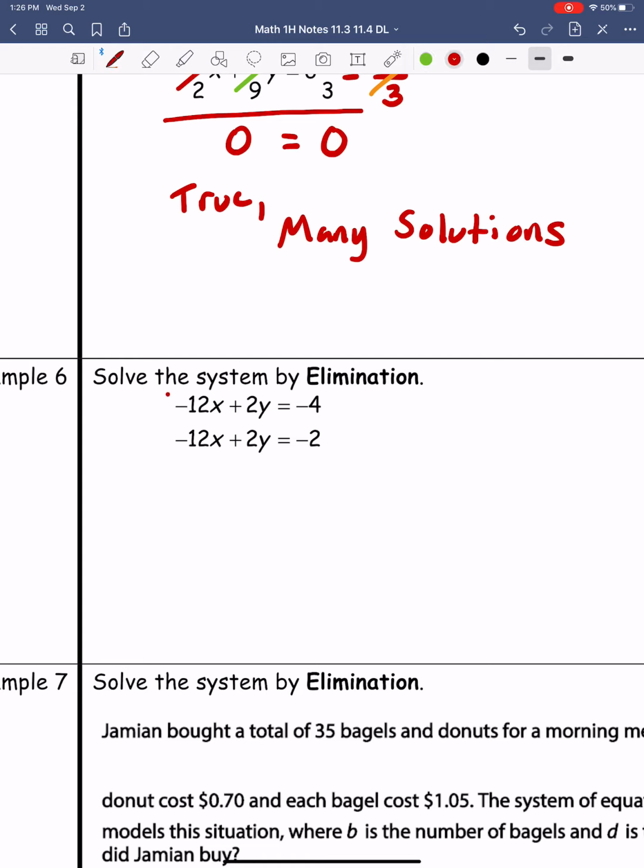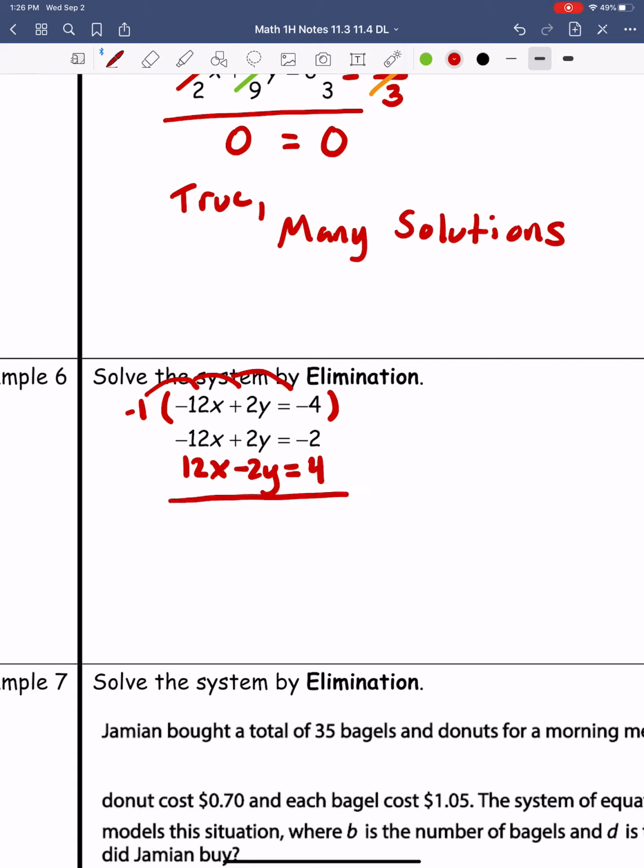So what I'm going to do is multiply this top equation, right? I keep multiplying the top, but you can multiply whichever one you prefer. I'm going to multiply the top by a negative 1. Because if I multiply by a negative 1 and then I distribute, it's going to turn into positive 12x and then minus 2y and then equals positive 4.